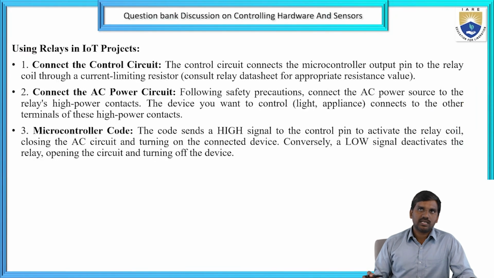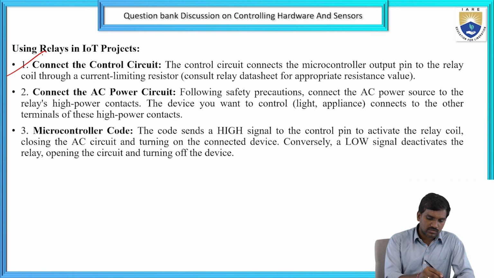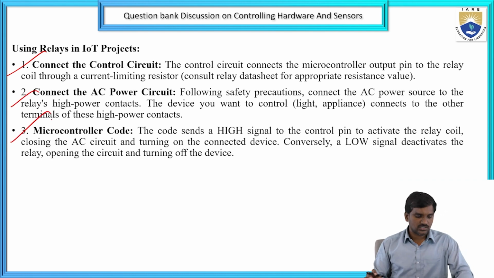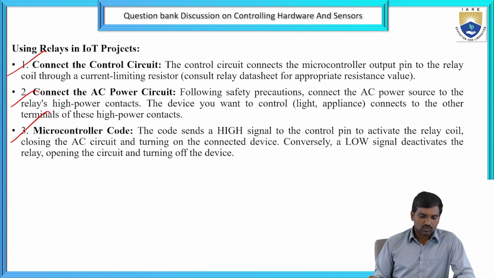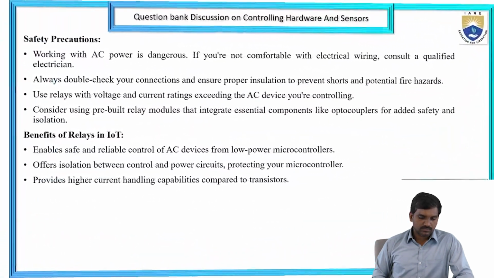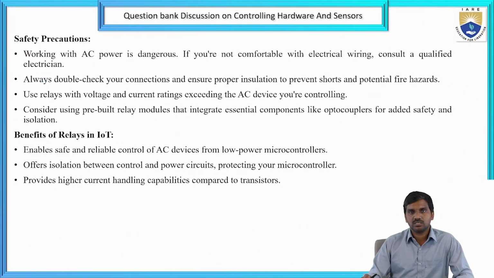So using relays in an IoT project, connect the control circuit, connect the AC power circuit and the microcontroller. So these are the essential things to connect to the relays used in IoT real-time projects. Connecting the control circuit, connecting the AC power circuit and the microcontroller code. The next one: safety precautions while we are using relays in IoT projects.